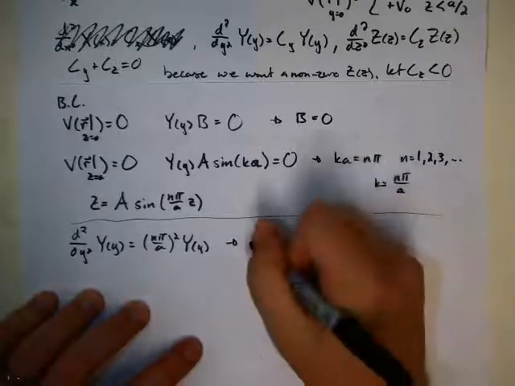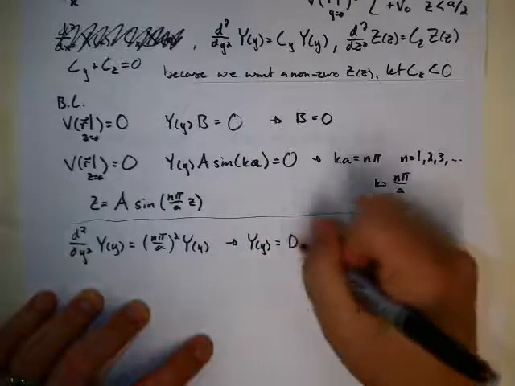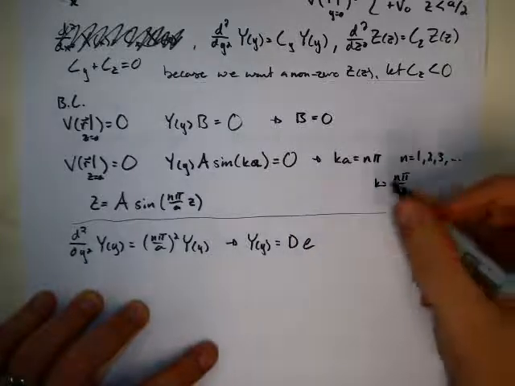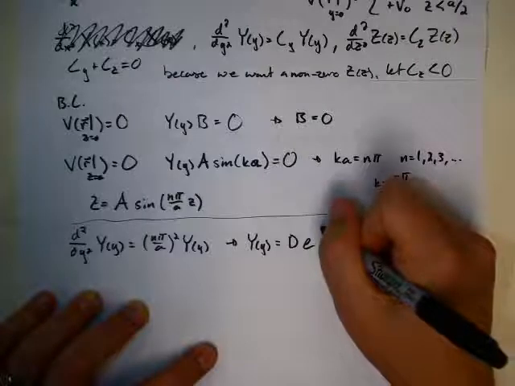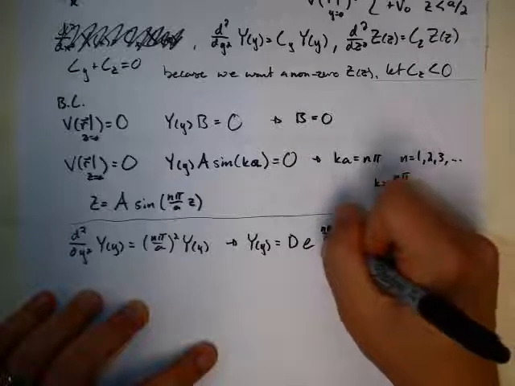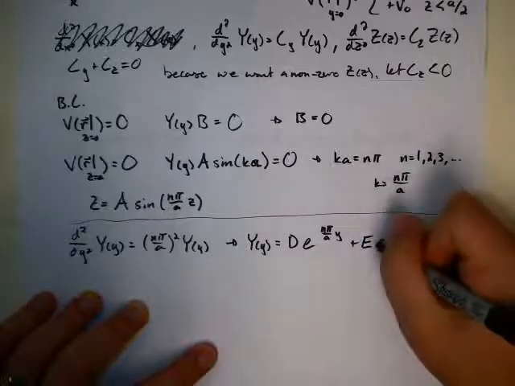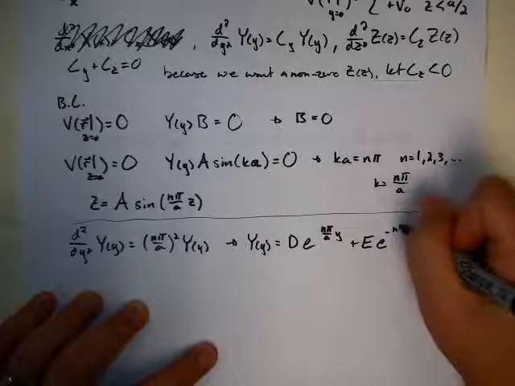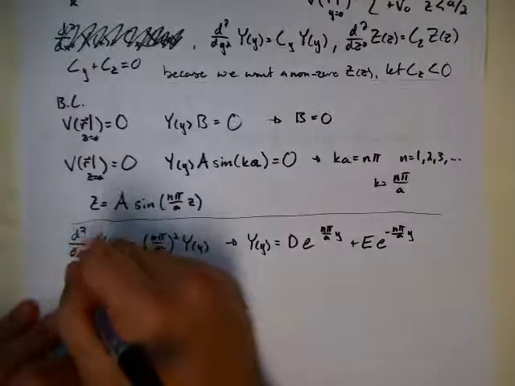The general solution to this is going to be a linear combination of positive and negative exponentials, of growing and dying exponentials. For the growing exponential, we're going to get n pi over a y, and for the dying exponential, we're going to get minus n pi over a y. Now we're going to look at the boundary conditions.